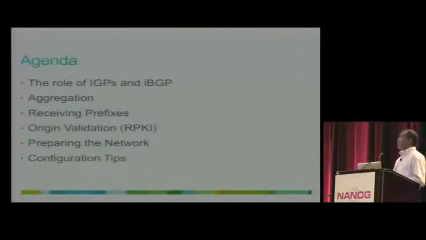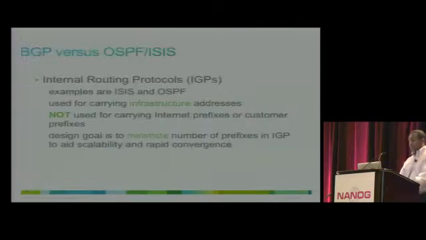Here first we'll discuss the role of IGPs and IBGPs, when to use each one of them and when not to use, the importance of aggregation, receiving prefixes from different entities, using origin validation to make sure that the route received from a specific origin is really an authenticated origin. And we'll see the reason why that's important, preparing the network and configuration tips.